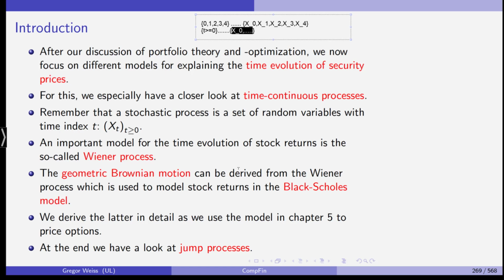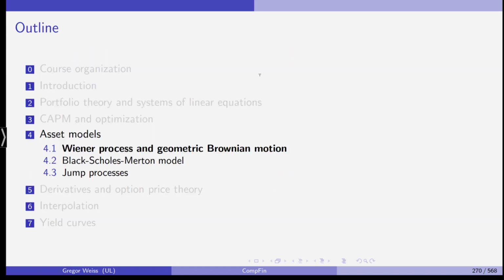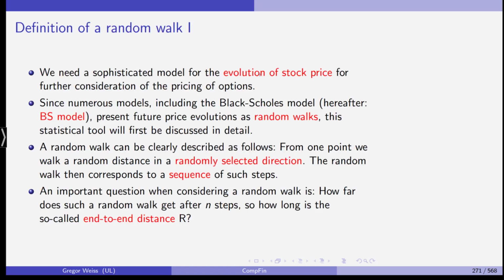And then, last but not least, in the end, we'll also have a look at jump processes, which are an extension of the stochastic processes we've seen before. So we'll start with the geometric Brownian motion and the Wiener process. Why do we need this? We need a sophisticated model for the time evolution of stock prices. Again, a small typo. Let me just correct this. Of stock prices.